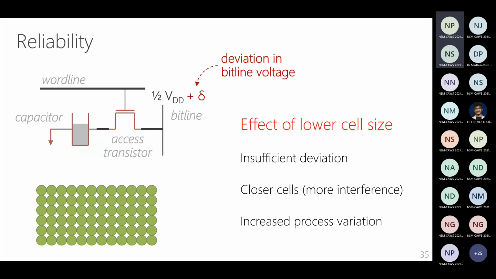Reliability is another big challenge. As we discussed, the deviation in the bit line voltage is significant for the sense amplifier to be able to detect, right? And if my cells become smaller and smaller, that means my deviation is going to get smaller. If there are cells that are closer, there's going to be more interference. If there is process variation, that is also going to change the impact of this deviation on different bit lines. So reliability is another big challenge, right?